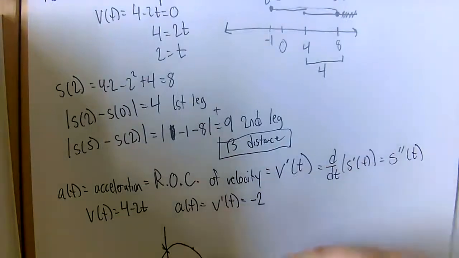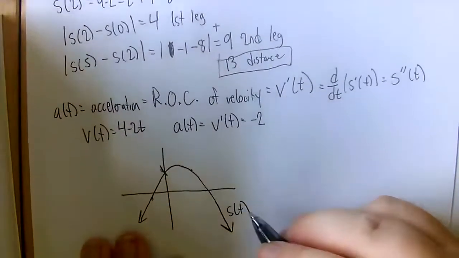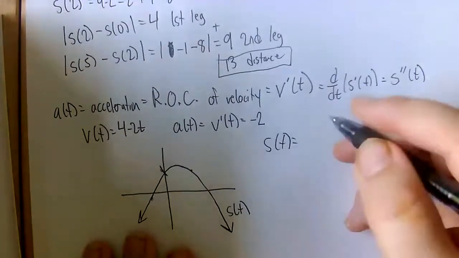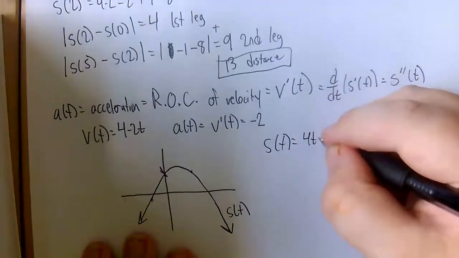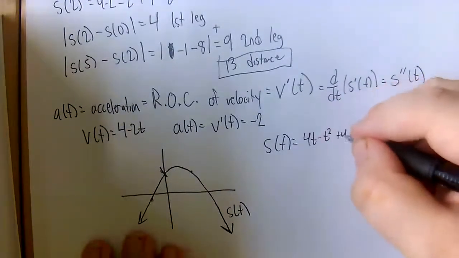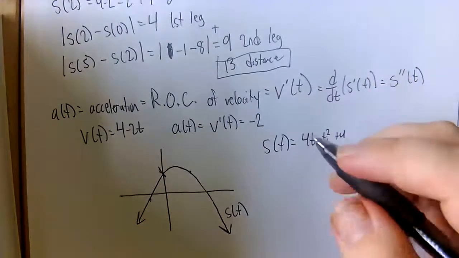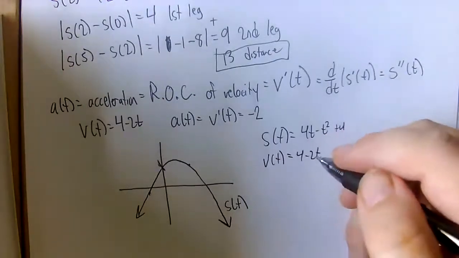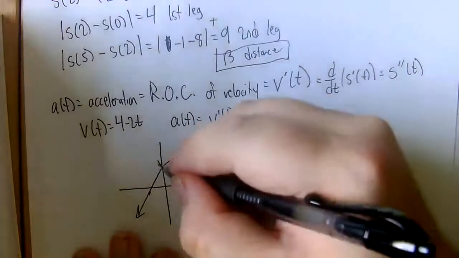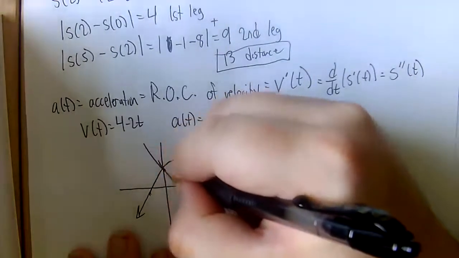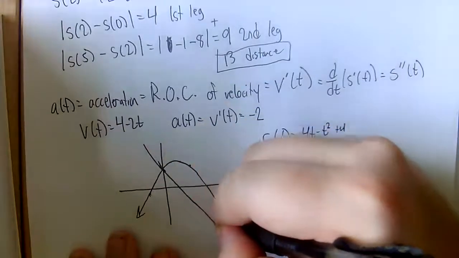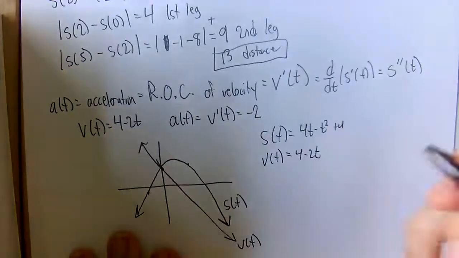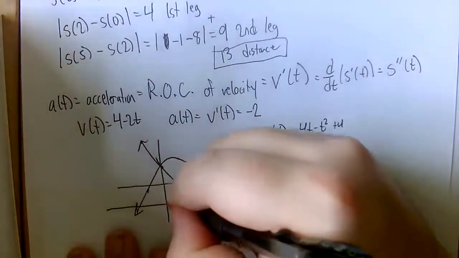So here's a graph of s of t. It's a downward facing parabola here. Let's see, 4t minus t squared plus 4. All right, and then our velocity function was 4 minus 2t. So 4 minus 2t will look something like this. All right, and then our acceleration will simply be a constant, a negative 2.